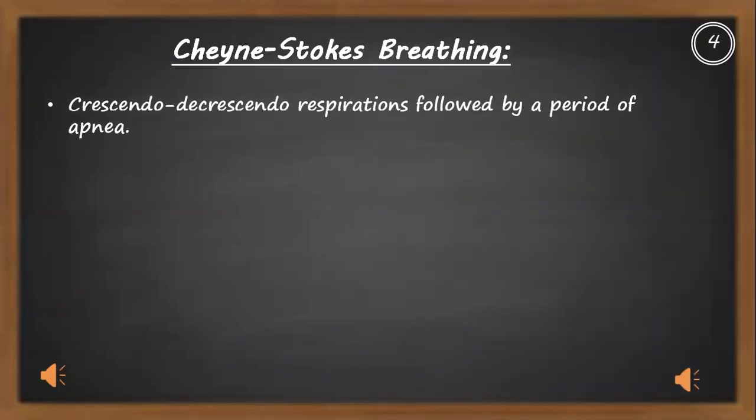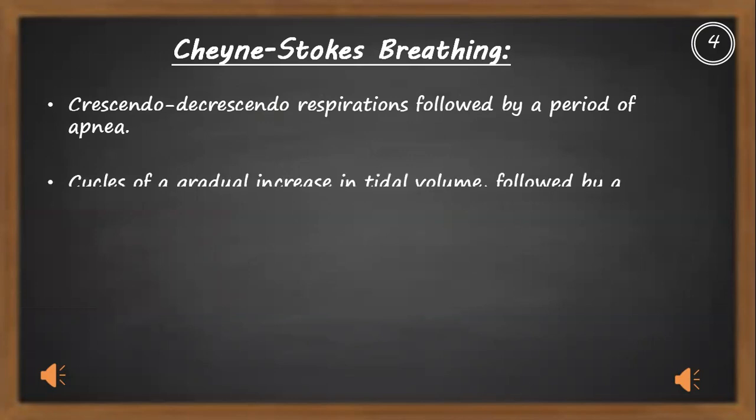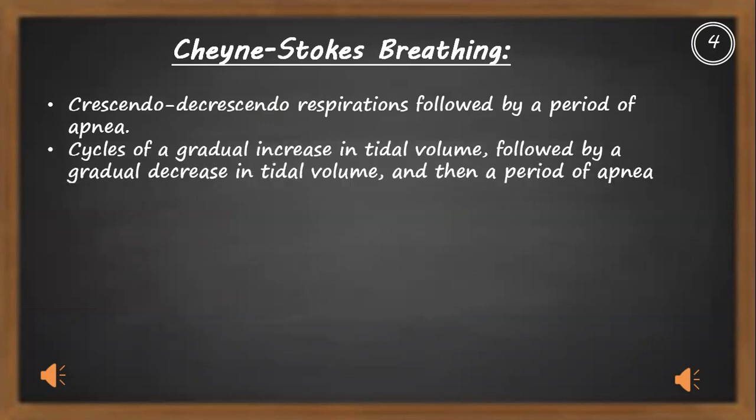Cheyne-Stokes breathing, as we know, is a crescendo-decrescendo pattern of respiration, which is followed by a period of apnea. What we mean by crescendo-decrescendo respiration is that there's a cycle of gradual increase in the tidal volume, followed by gradual decrease. The gradual increase is known as crescendo, and the gradual decrease is known as decrescendo respiration. And this group is followed by a period of apnea.